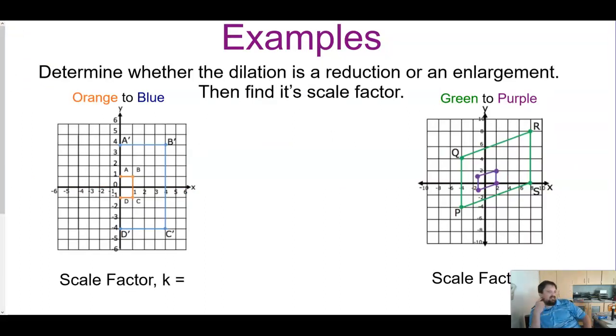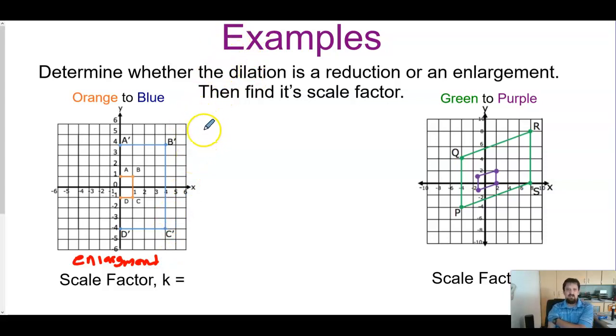So let's go on to these examples. We want to determine whether the dilation is a reduction or an enlargement, then find the scale factor. Alright, so here our original image is the orange, and we're dilating it into the blue. So if we're going from this orange to a blue, is it getting bigger or smaller? That is, of course, getting bigger, so this is an enlargement. Okay, now we have to find the scale factor. Before it was given to us, now we actually have to find it.